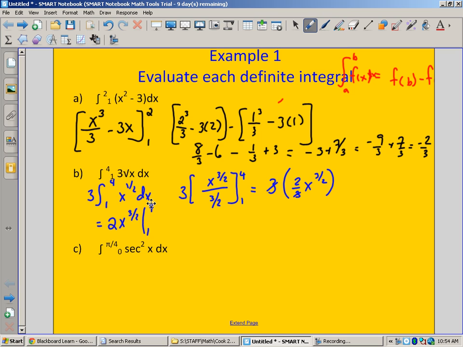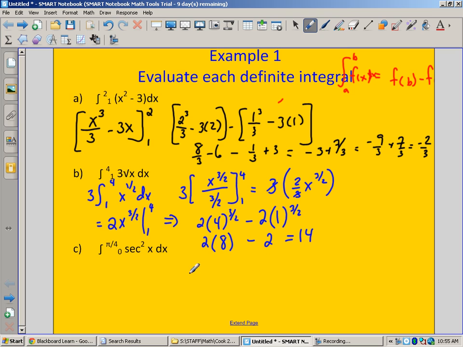Now I plug in 4, so this will turn into 2 times 4 to the 3/2 power minus 2 times 1 to the 3/2 power. Remember you can do the 3/2 power in any order that you want. I'm going to take the square root of 4, which is the bottom of the fraction, get an answer, and then cube it. So I have 2 times 8 for that one, minus, and then the square root of 1 is 1, and cubing is 1, so it's just minus 2. This ends up being 16 take away 2, which gives me an area of 14.